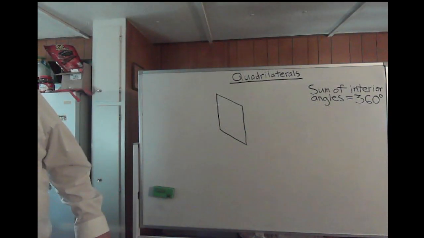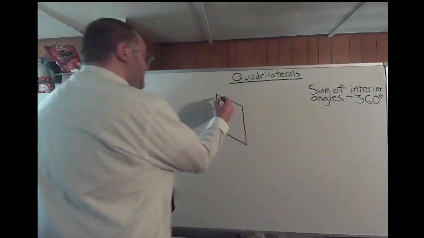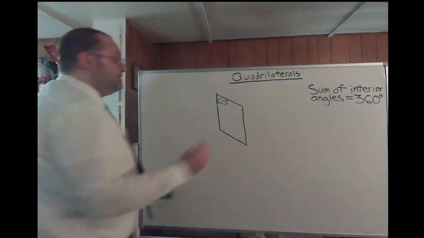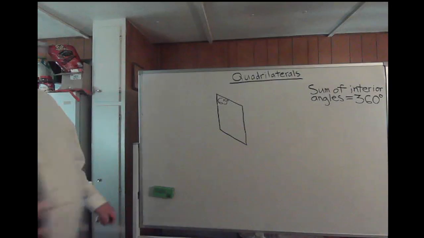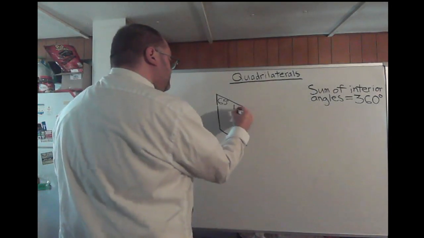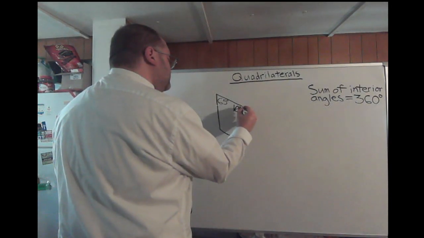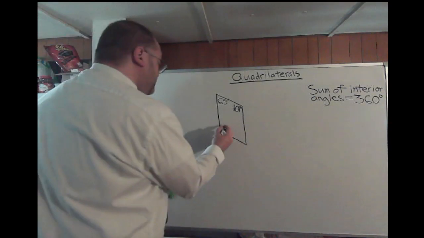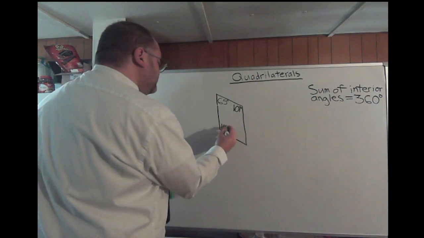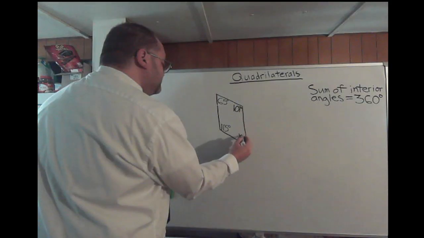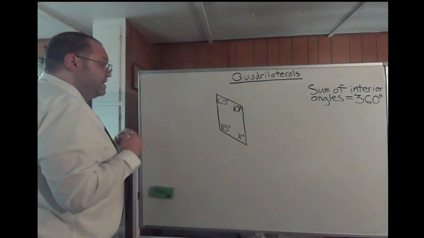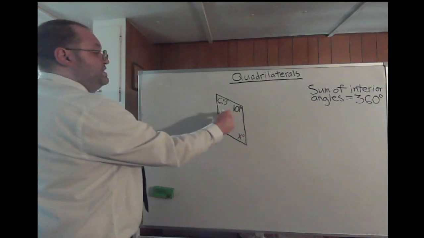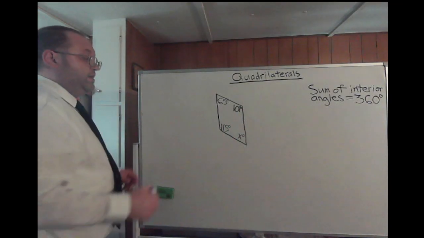Alright, so we have this angle here at 65 degrees. We have this one being 109 degrees. We have this one being 115 degrees. The unknown is x degrees. So we want to find the missing angle measure x for this quadrilateral here.